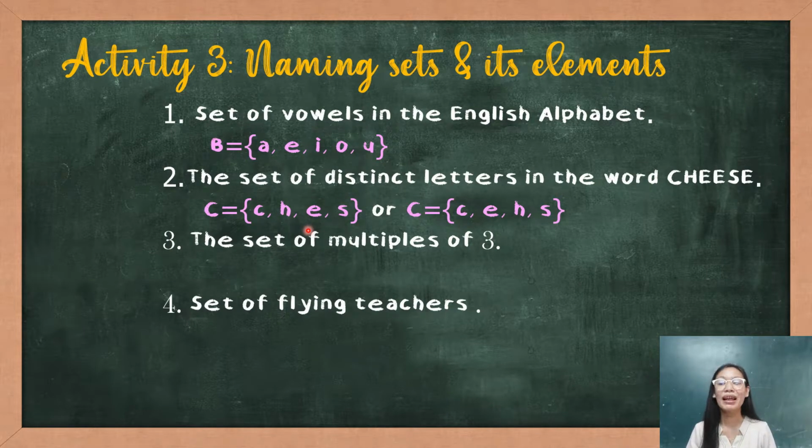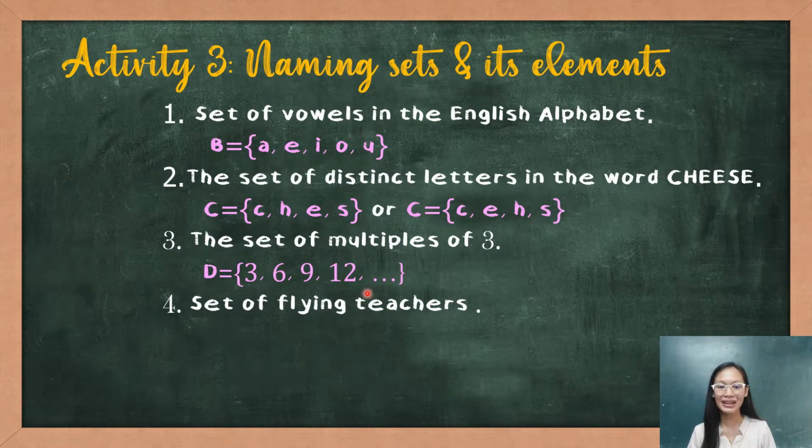Okay. Ang pagkakasulat ng ating elements ay depende sa inyo. Okay na hindi pareho yung ating pagkakasunod-sunod kagaya nito. Pwedeng mauna si C, E, H, at saka si S. Walang problema dyan, class. Next, on number 3, the set of multiples of 3.